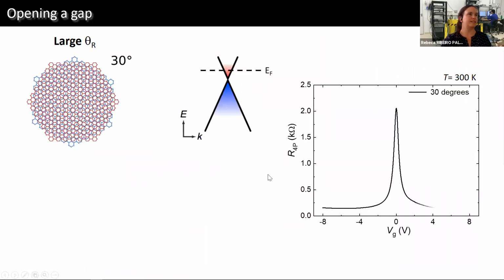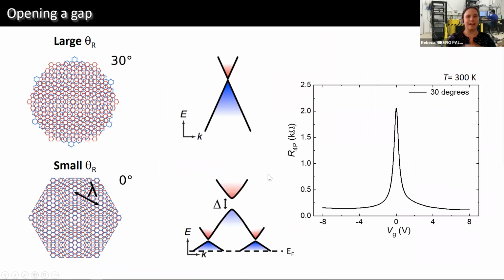So now I align graphene on BN, and I'm going to change the Fermi energy in the same way as before with an electrostatic gate. Now I know that there are some modifications in the electronic band structure. We have the appearance of these satellite peaks, which are just the consequence of the folding of the bands, and we have the opening of a gap at the charge neutrality point, which is the consequence of breaking inversion symmetry.